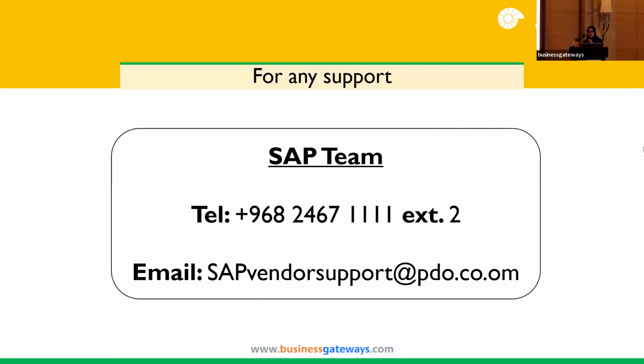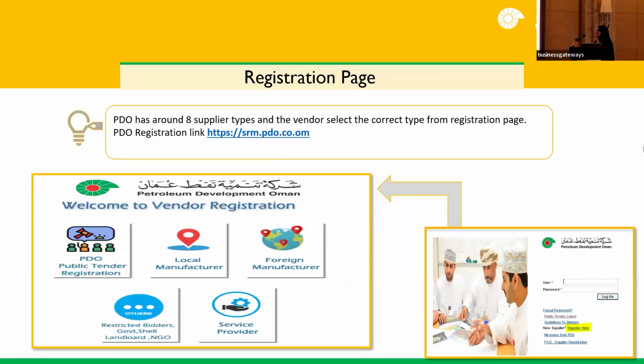Registration page. Whoever opens the registration page through that link will get, it is 5. I changed the one, but it looks like it's the same here. It's 5 actually. We have 5 types of registration, and the supplier needs to go and select the right category or vendor type based on the supply items or service he is providing.